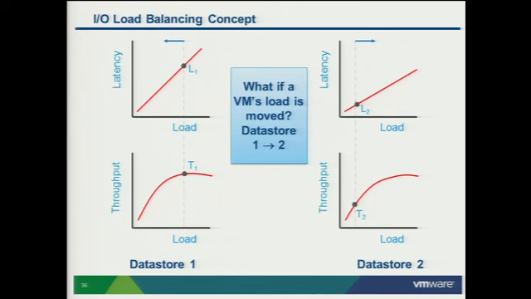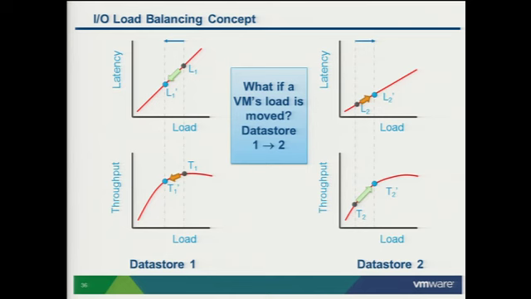Datastore 1 will have lower latency, and Datastore 2 will have higher latency. Datastore 1 will have lower throughput, and Datastore 2 will have higher throughput. That seems obvious, but there's something particularly subtle in this particular case. So let's look at it.